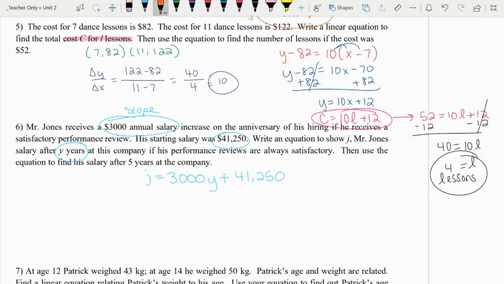So now it says, let's find the salary after 5 years. So we're going to plug in 5 to our equation. Which means our salary would be 15,000 plus 41,250, which would give me $56,250.